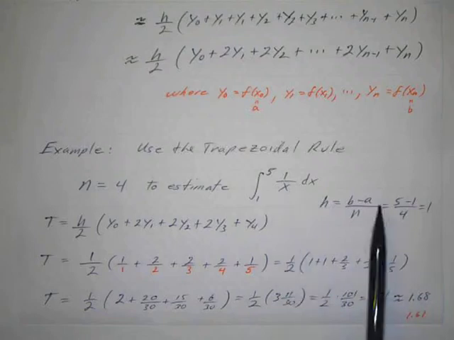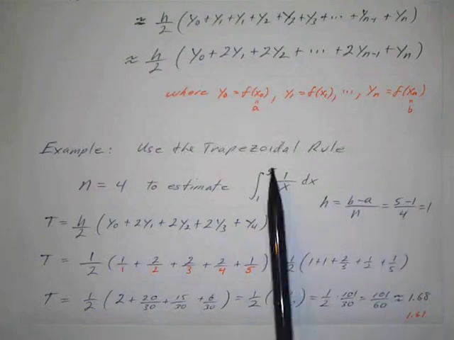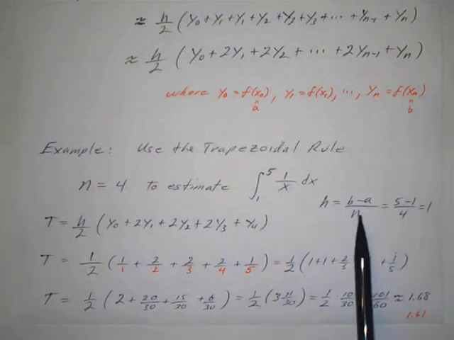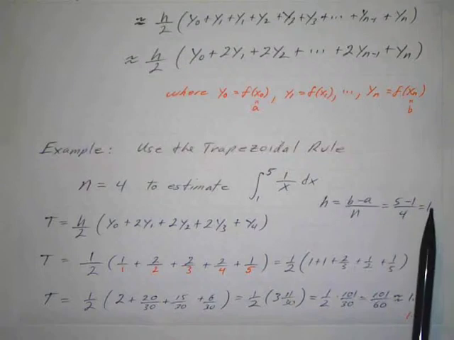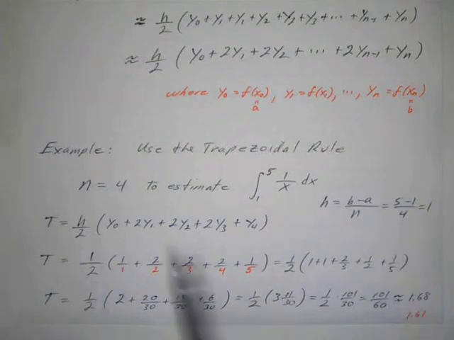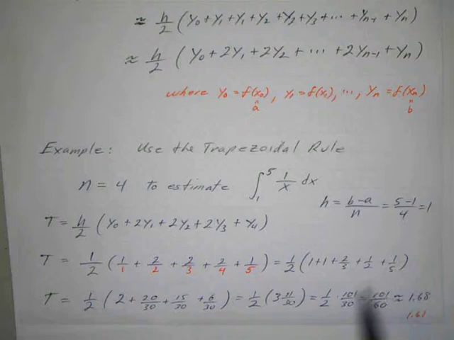So b minus a, 5 minus 1, that would be b minus a. And my number of intervals was 4, so my h was just 1. So it was just h over 2, and then this was basically the statement of the trapezoidal rule. So that's what you want to do, stated like this.